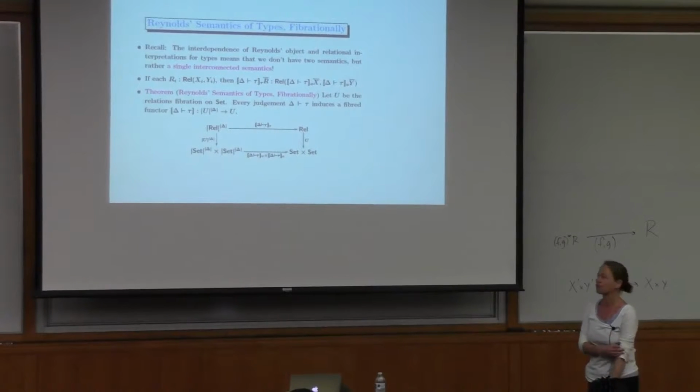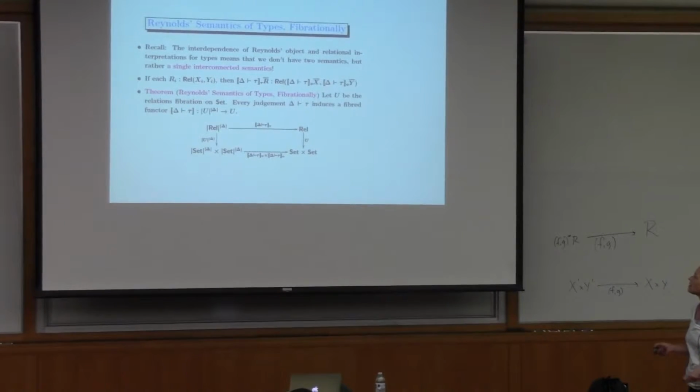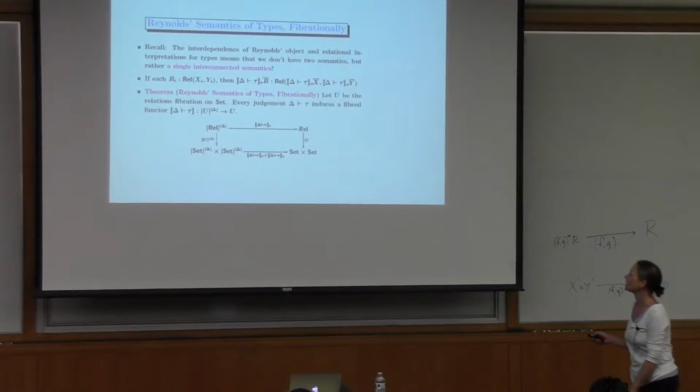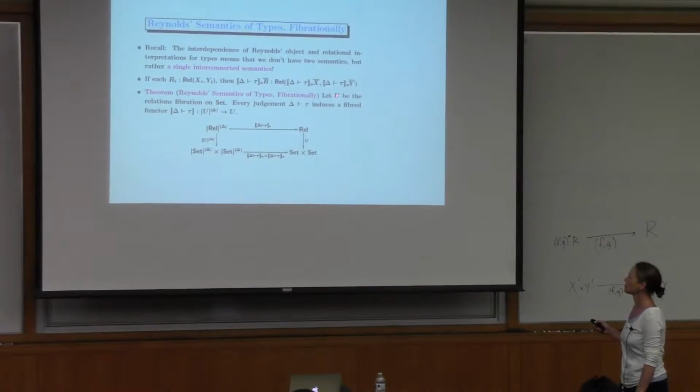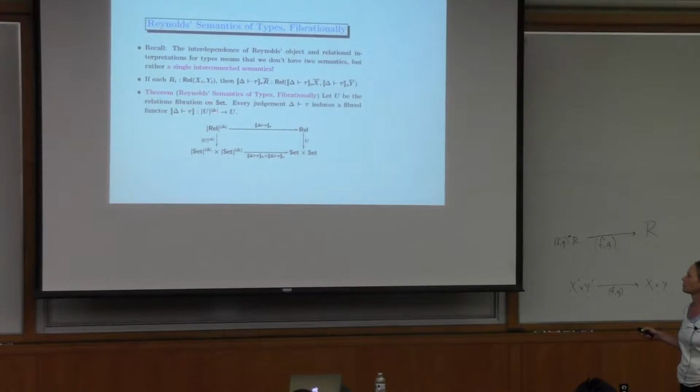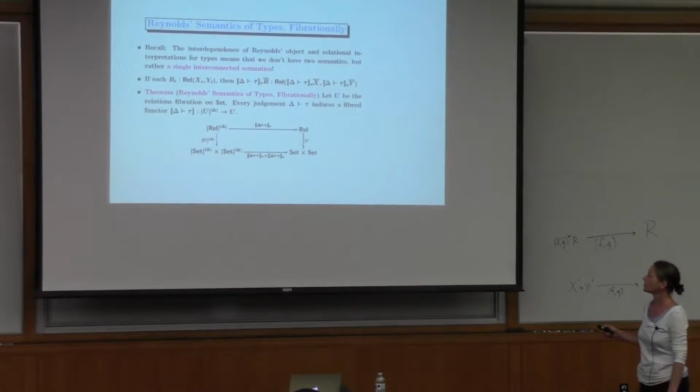So we can look at this from a fibrational point of view. So let's just have a peek. So what are we saying? This statement, the one that we just talked through, says this. If I look at the relations fibration on Set and let U stand for that, then I claim that every well-formed type judgment is going to introduce a fibered functor that goes from cardinality of delta copies of U, where delta is the type context, discrete, so I don't have any morphisms except for the identity morphisms, into U.